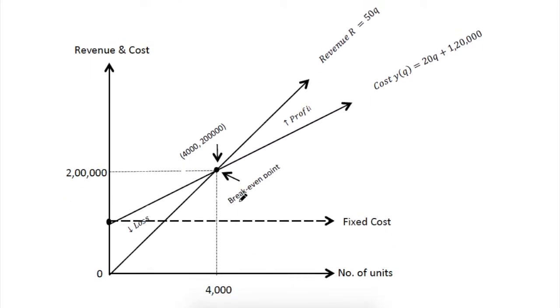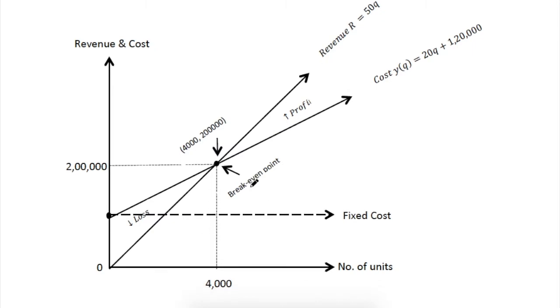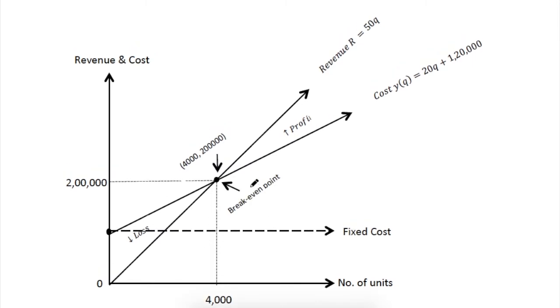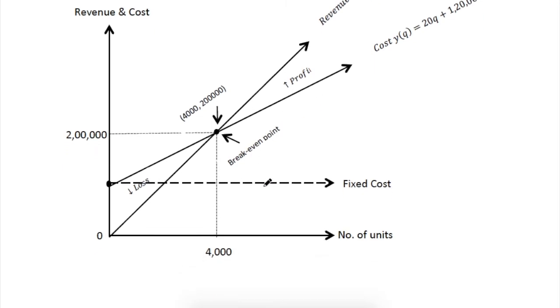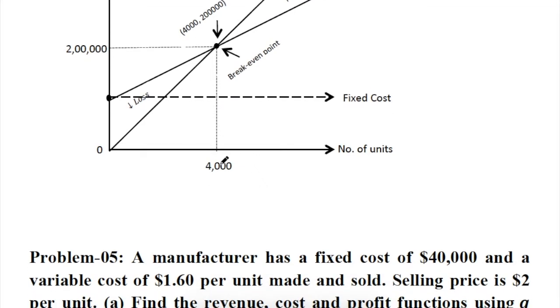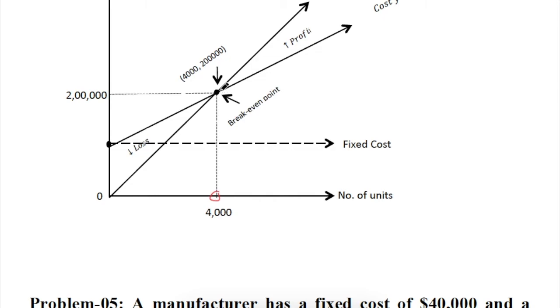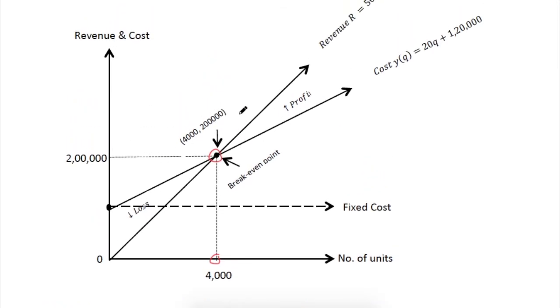And please try to understand this chart by yourself, because we already discussed this chart in each problem. So I believe you can understand this chart by yourself. And here the break-even quantity is 4,000 and the break-even point is this point, and you see the cost line and revenue line, they intersect each other at the break-even point.